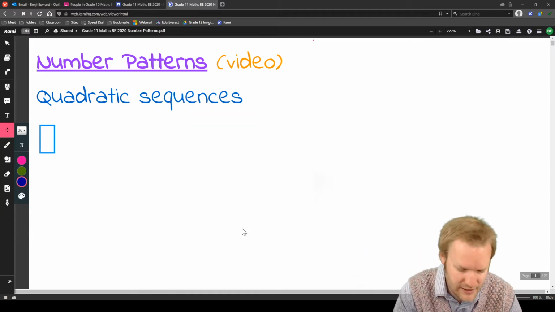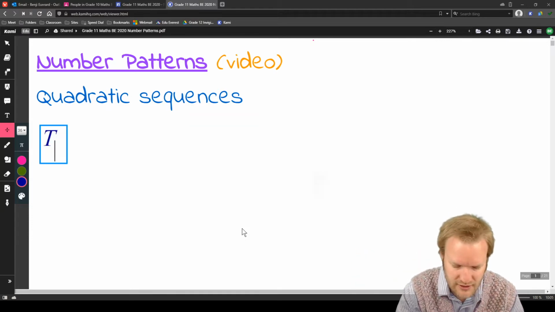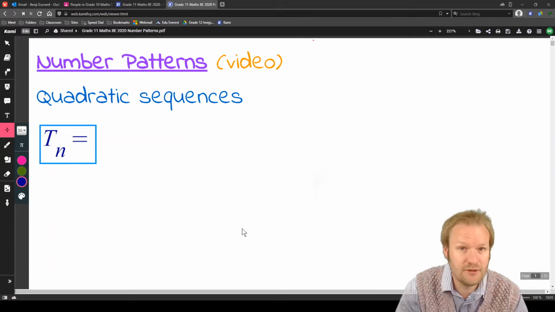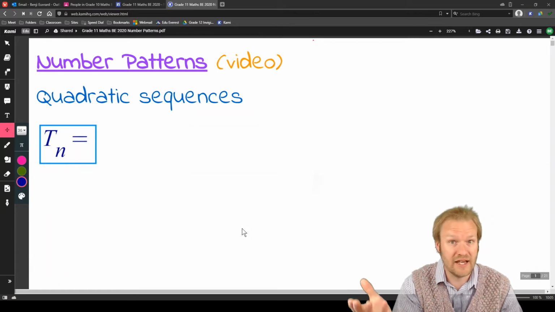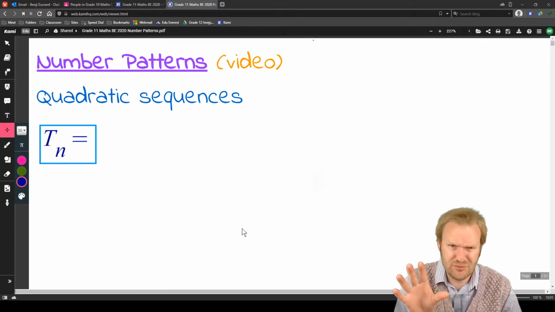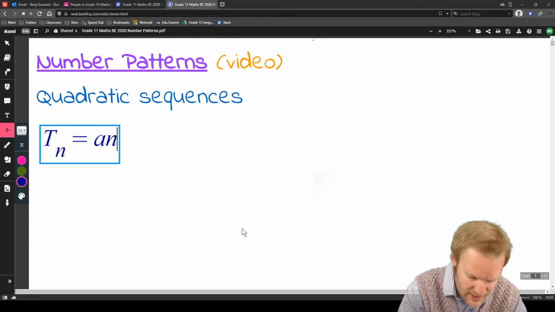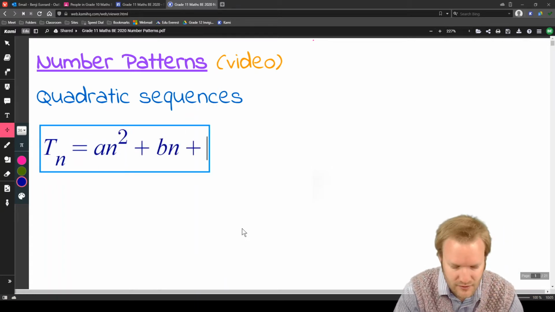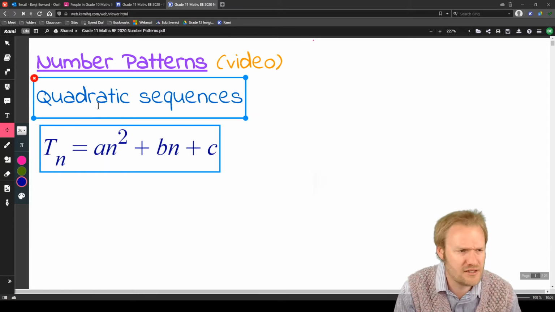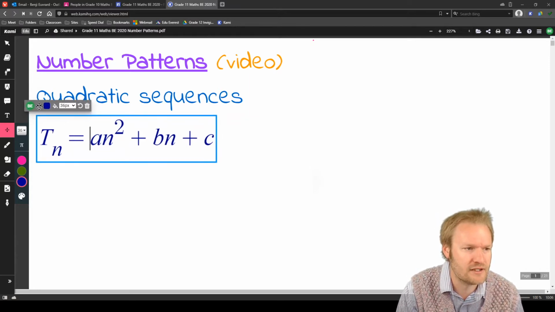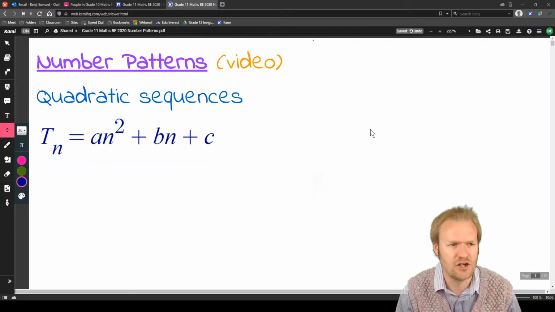So the same is going to apply here. Just instead of y, our output is tn. That's the output. And our inputs are going to be n. So input n, output tn, as opposed to input x, output y. But similar otherwise, we got an squared, plus bn plus c. Okay, so that's our general form for any quadratic sequence. So there it is, ready to go.